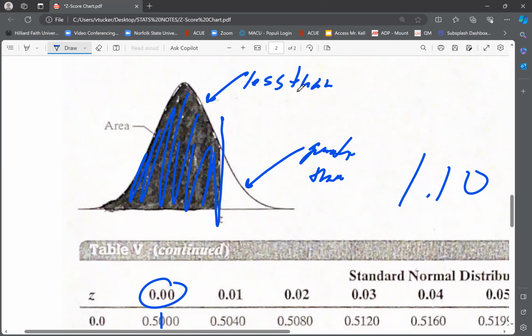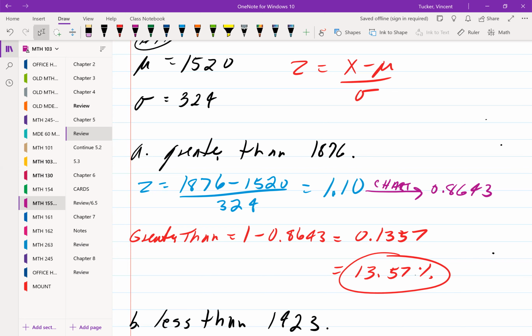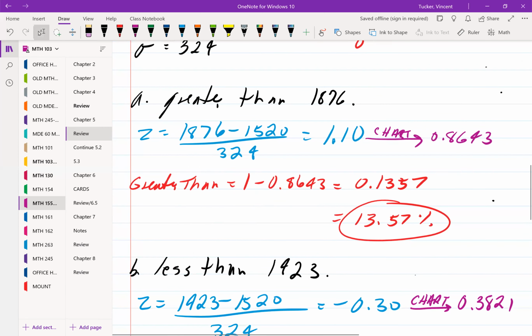And that's what I did right here. I had 0.8643, subtract that from 1, that gives me 0.1357. And then MATLAB wants the decimal in the percent form, so that's 13.57%. All right, so that's the first scenario, greater than. You always take the chart value, subtract it from 1.